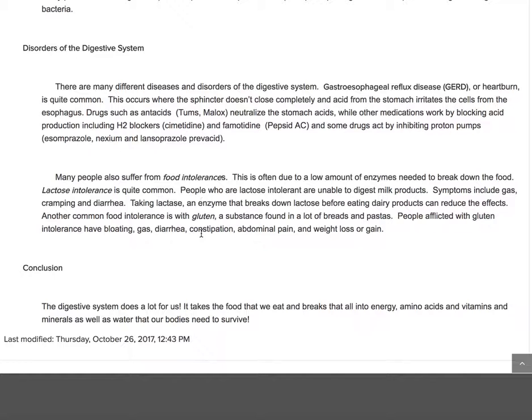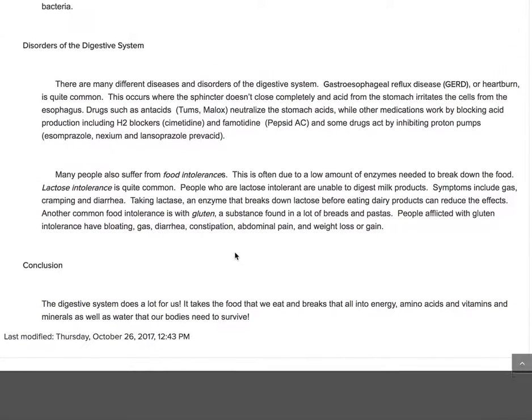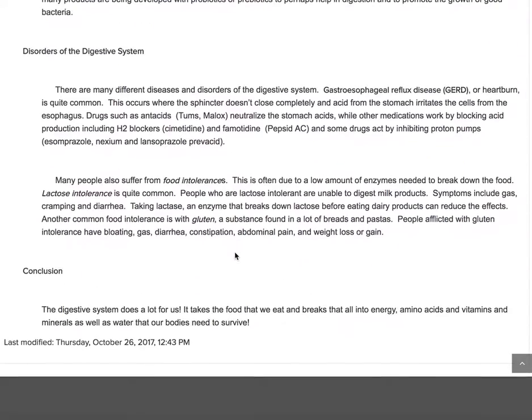And many people have gluten intolerance too. So lots of different digestive diseases. So I think the digestive system is kind of fun and interesting and easy. Okay, yeah, I hope you enjoy it.